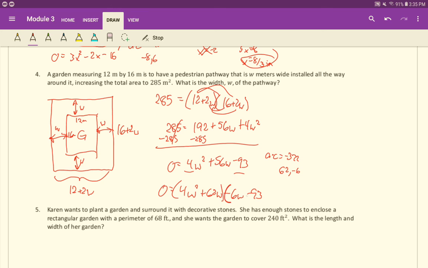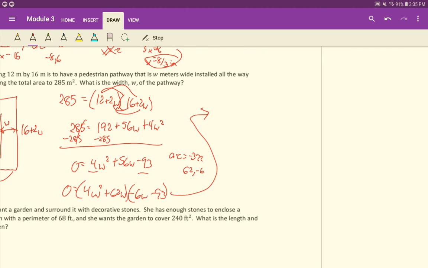Okay, group the first two, group the second two. And from that first group, we can take out a 2W. And from the second group, we can take out a 3, I believe, negative 3. And we have a 2W plus 31 left over in both cases. And a 2W minus 3. Set each of those equal to 0.